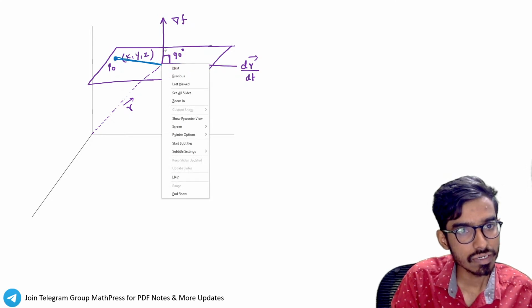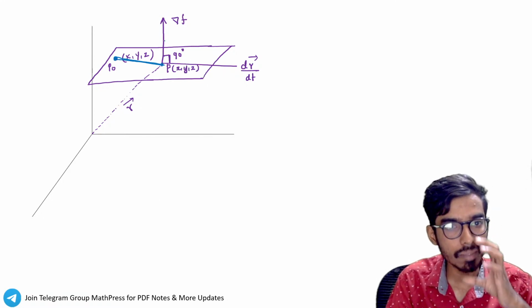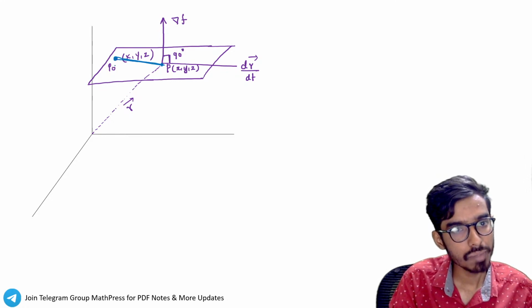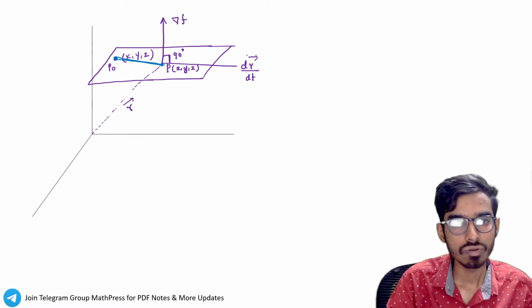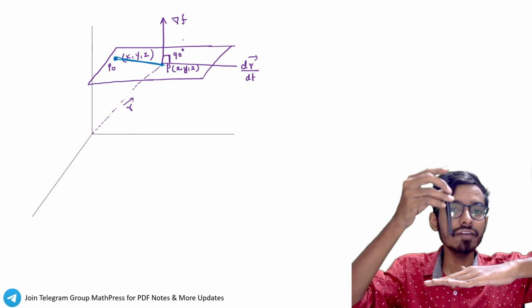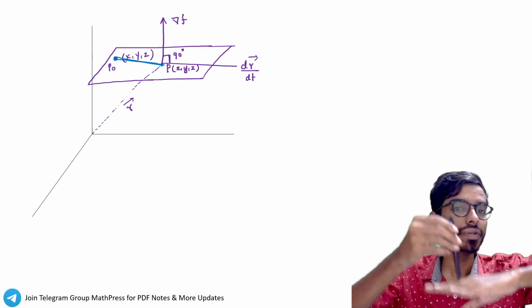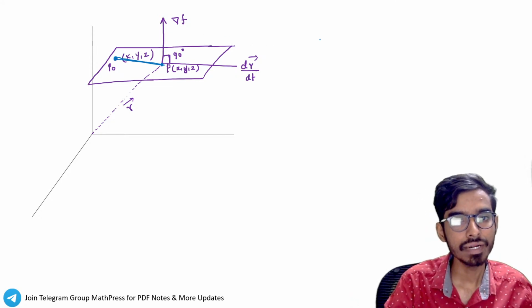Now this del f is perpendicular to the plane. That means it will be perpendicular to every line in the plane. So we have P naught and del f perpendicular, right? So very simple, right? This is the tangent plane and this del f is perpendicular to the plane itself. That means it will be perpendicular to every line in the plane also. So P naught will be perpendicular to del f.